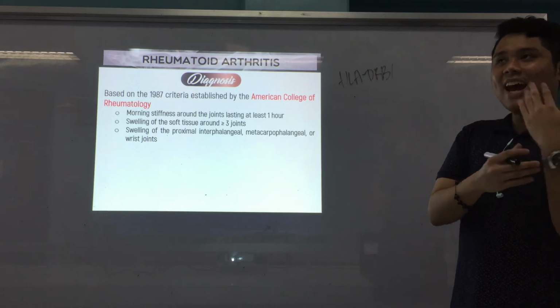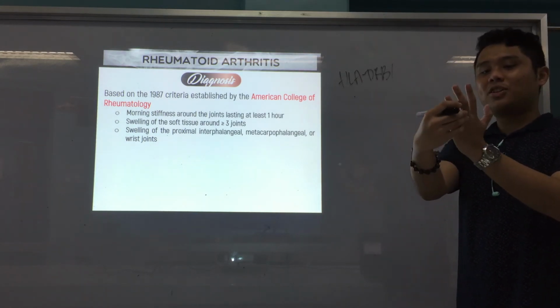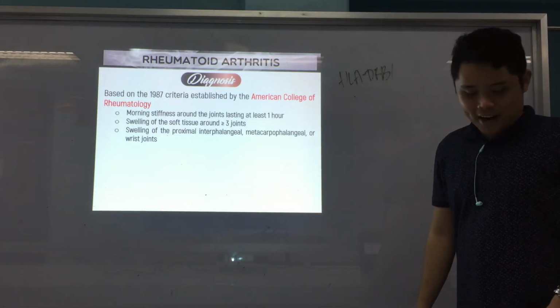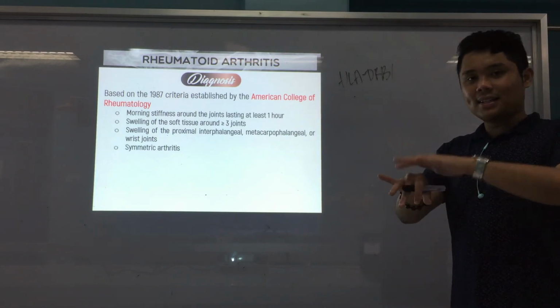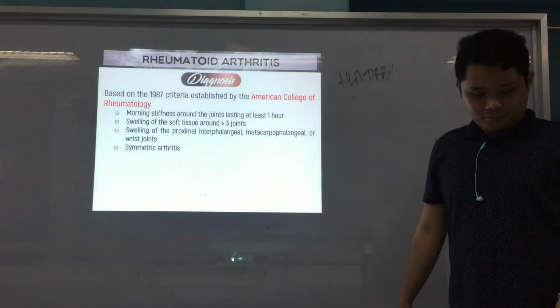Carpals, the wrist. Yes! Anatomy lang naman. So metacarpophalangeal, so kaning diri sa middle, and then the wrist, the carpals. Okay, all right. Swelling. Symmetric arthritis, diba? Defining again, symmetric. Kung unsay na kung arthritis na itabo diri, dapat napod sa pikas side.